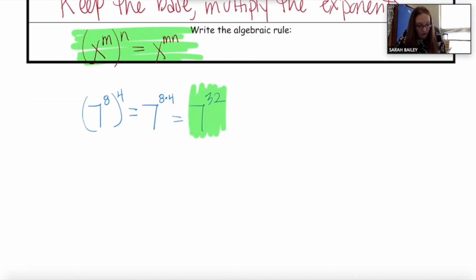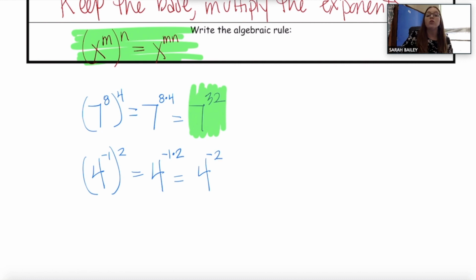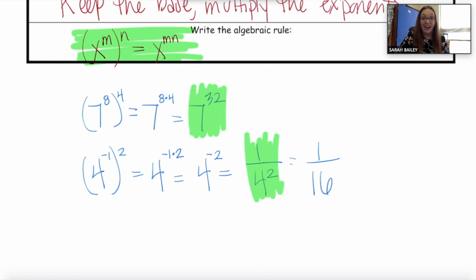What if I had 4, let me put an exponent here first, 4 to the negative 1 power squared. Well, I keep my base of 4. I multiply my exponents, so I'm going to do negative 1 times 2. Well, negative 1 times 2 is negative 2. And so I end up with 4 to the negative 2 power. Remember, my negative exponent rule says that this is the same as 1 over 4 squared. And you could even say, well, 4 squared is 16. So on a test, you could see the answer written like that, 1 over 4 squared, or 1 over 16, because that one is a simple one for you to figure out.